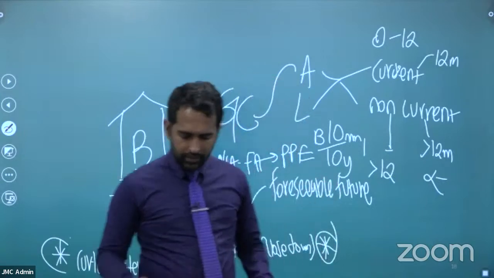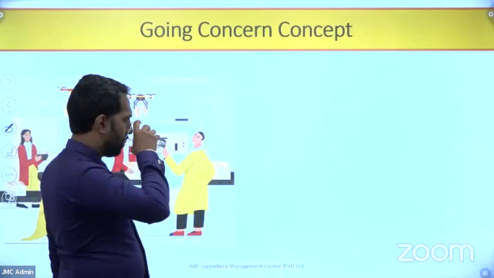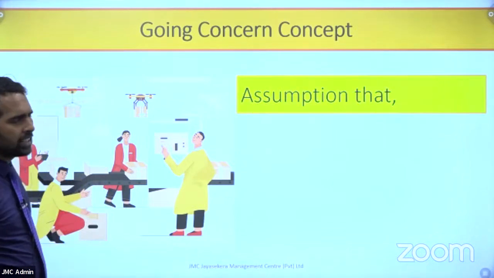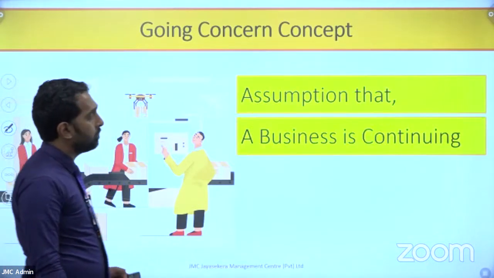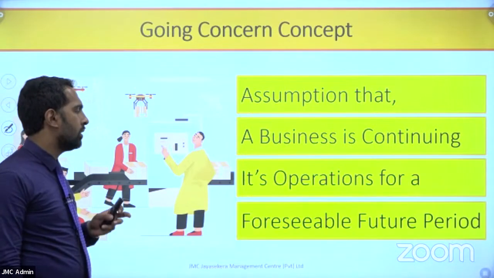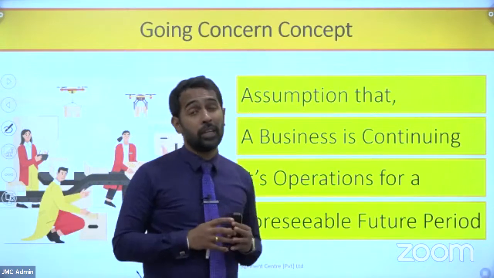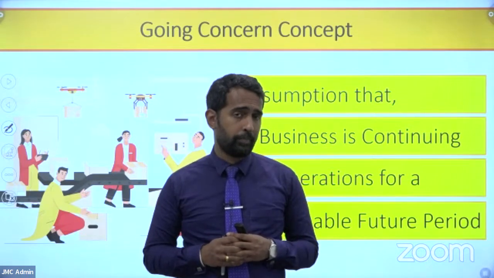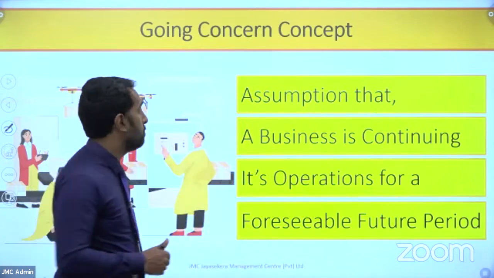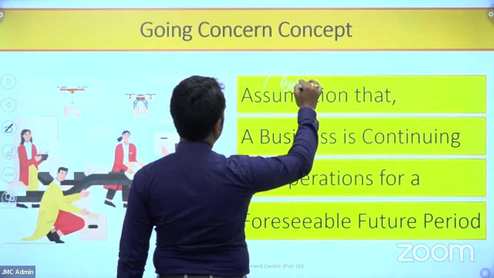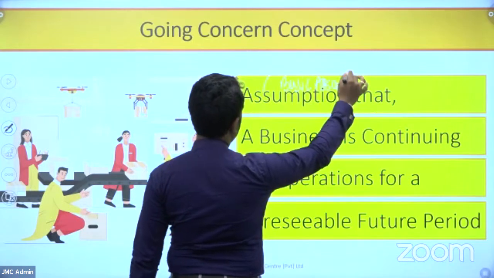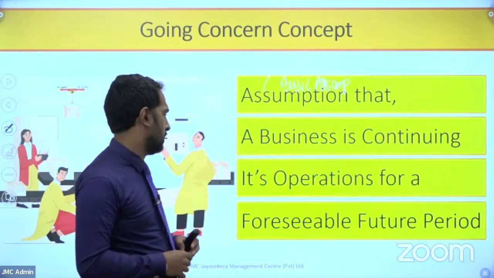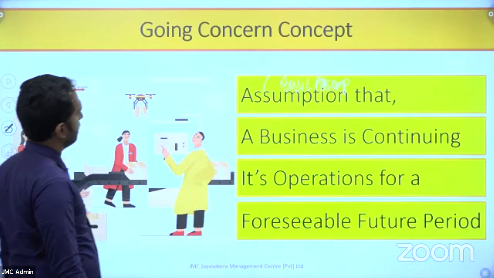Okay. Right. Let's see. Going concern concept. It's an assumption, no? It's an assumption that the business is continuing its operations for a foreseeable future period. We learn this in the conceptual framework as well, right? This is the basic assumption in financial reporting. So our business continuing is the basic assumption, right? For a foreseeable future period.